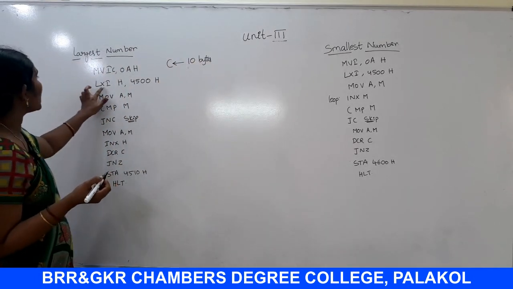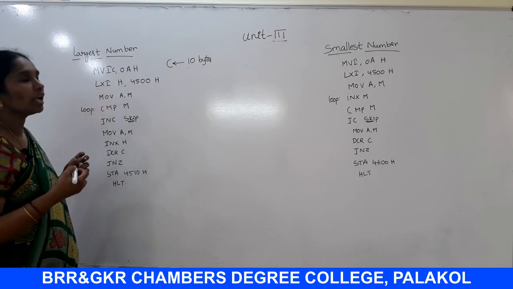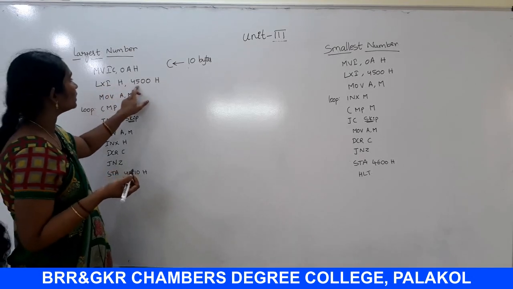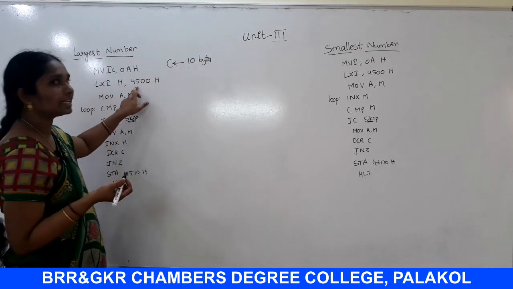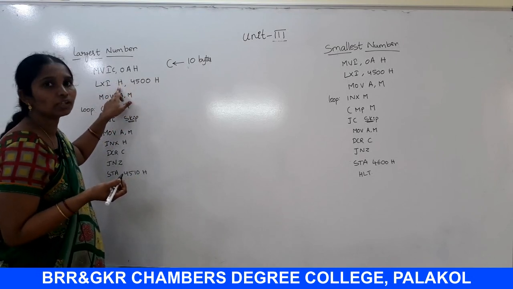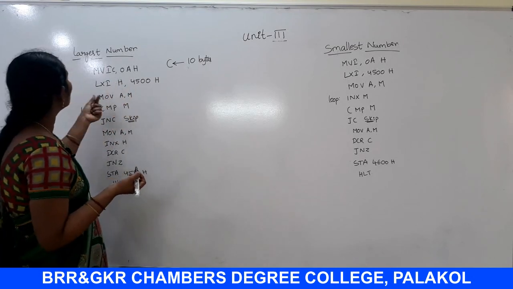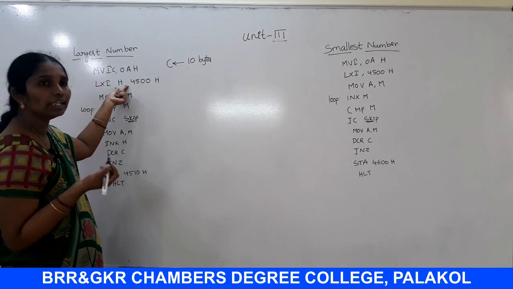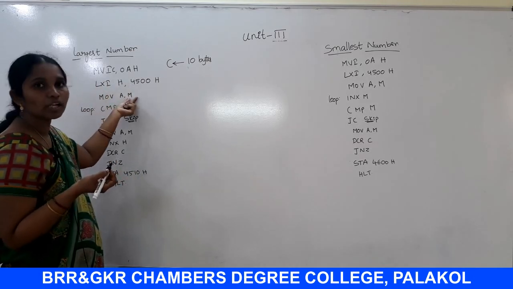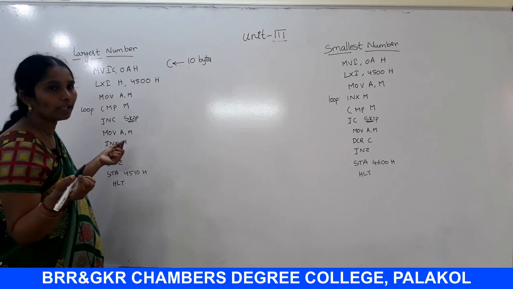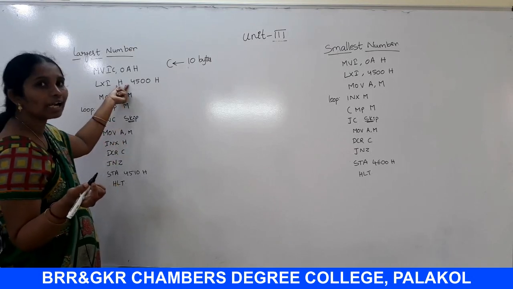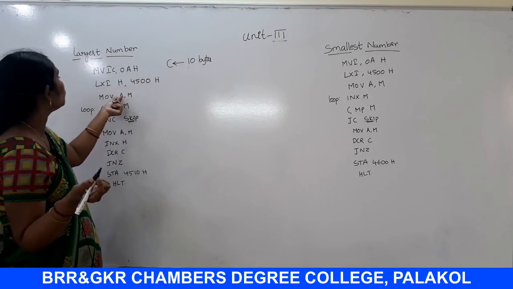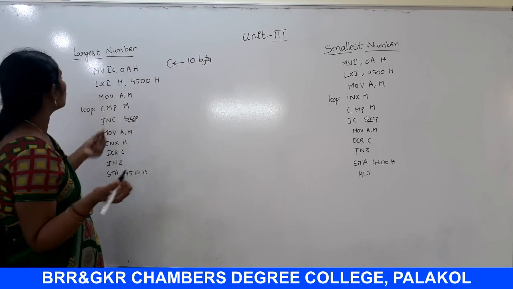The next one is LXI, that is load register pair. Whatever the address is, this address is stored in the HL register pair. The HL register pair is indicating memory; memory is nothing but the HL register pair. Therefore, whatever the data is in the memory pointed to by the HL register pair, this data is moved to the accumulator.